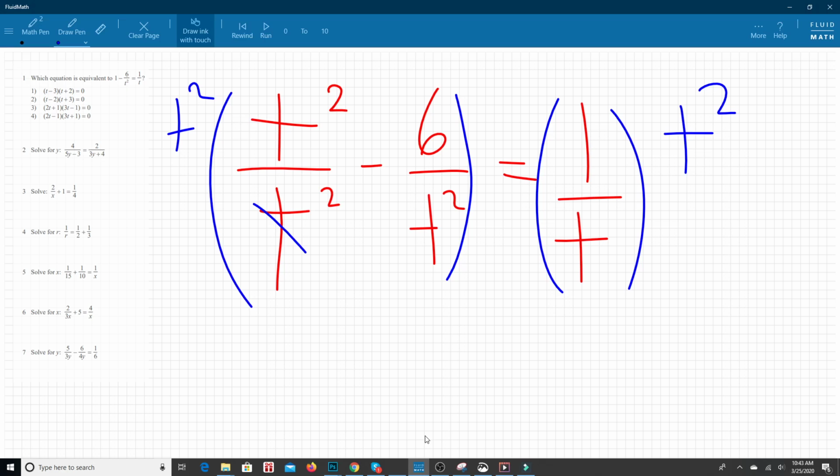And in the next one, those two things cancel each other out. And the next one, so it'll be t squared, minus 6 equals t.